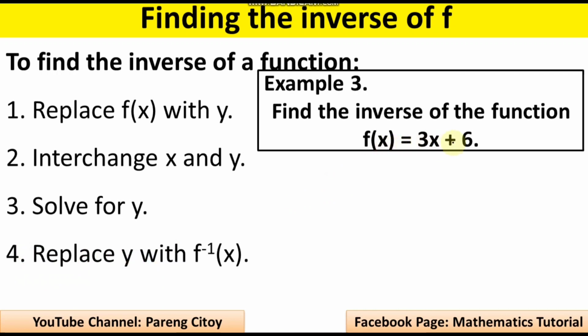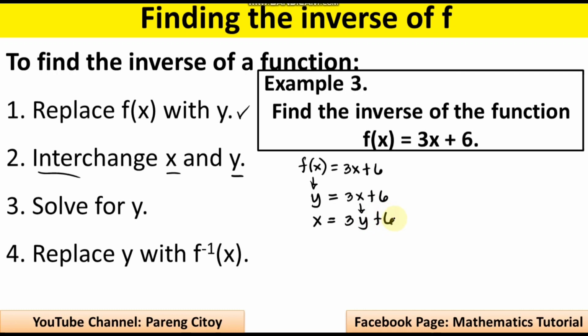For example, we have find the inverse of the given function f of x equals 3x plus 6. First, let us copy the given. F of x equals 3x plus 6. First, we need to replace f of x with y. So f of x becomes y equals 3x plus 6. Then we need to interchange x and y. So y becomes x equals 3 times y plus 6.